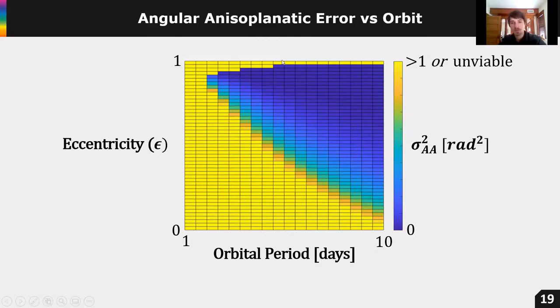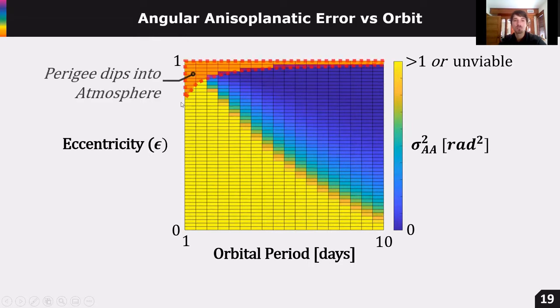This thin strip up here arises from orbits that are highly elliptical and whose perigees dip below into the atmosphere. These orbits are unviable not because of angular anisoplanatism, but because the perigee, which is the lowest point in the orbit, dips into the Earth's atmosphere. So these orbits are not even possible, and we just throw them away.